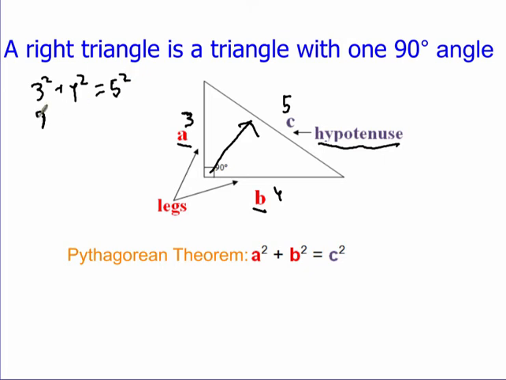3 squared is 9, because that's 3 times 3. 4 squared is 16, which is 4 times 4. 5 squared is 25. 9 plus 16 is 25. So if I square A, square B, add them together, I get C squared. So we can use this relationship to solve some problems with right triangles. So let's take a look at some examples.